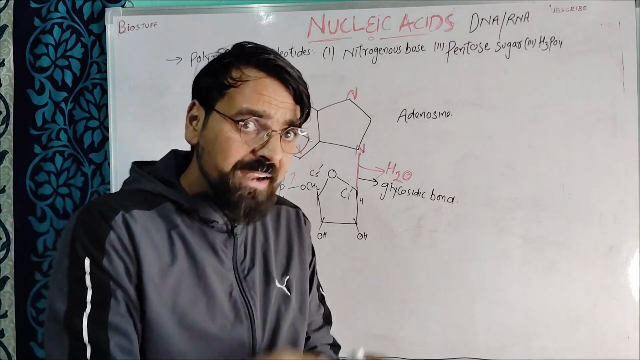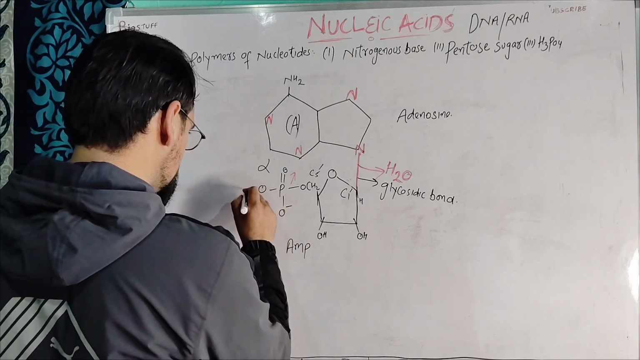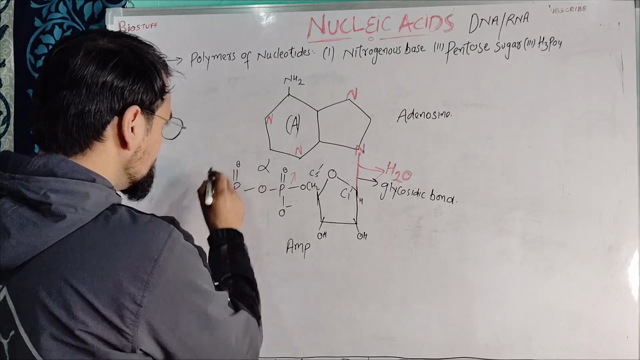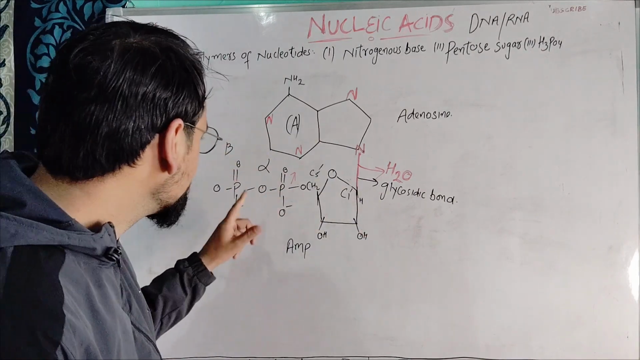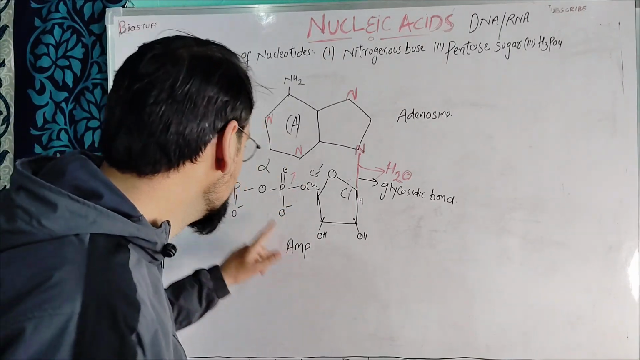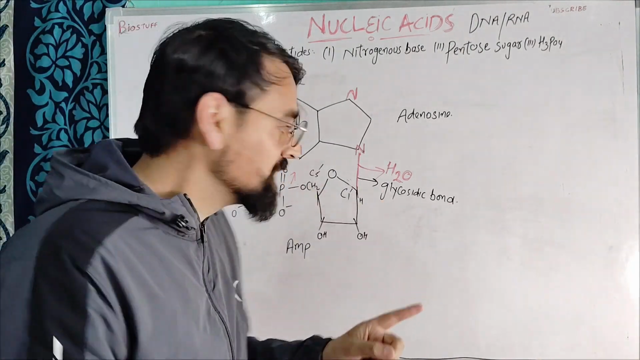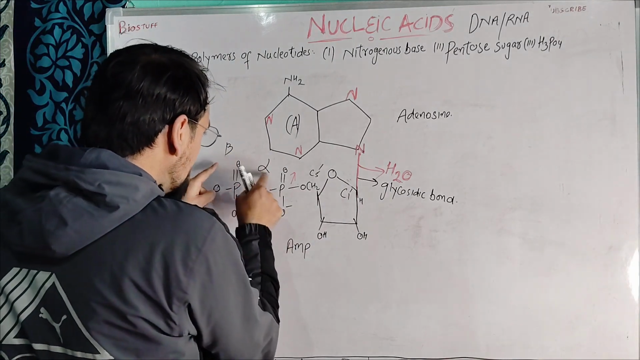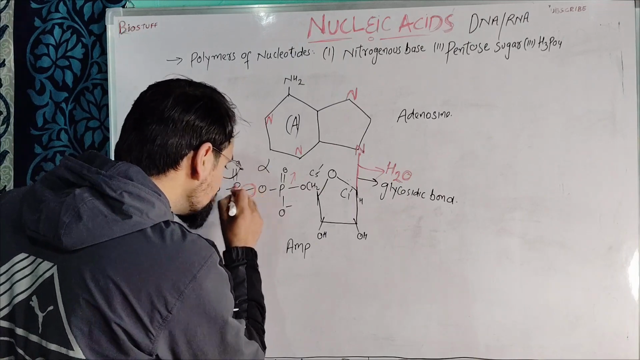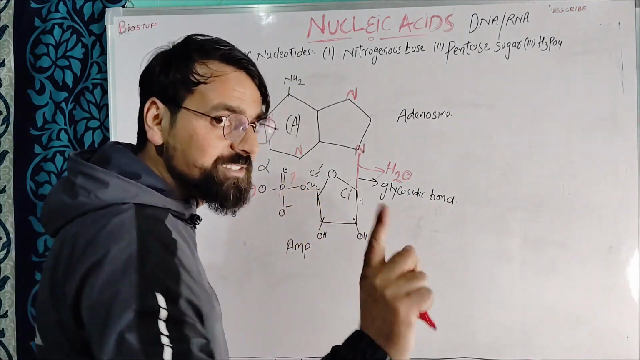What if we attach the second phosphate group? This was the alpha being attached. Now, this is the beta phosphate. Now we attached the beta phosphate, the second phosphate. Alpha is already attached, it was adenosine monophosphate. Now we attached the beta phosphate. It becomes adenosine diphosphate. And remember, the bond between alpha and beta phosphate is a phosphoanhydride bond. It's an energy rich bond. The phosphoester bond is not an energy rich bond.